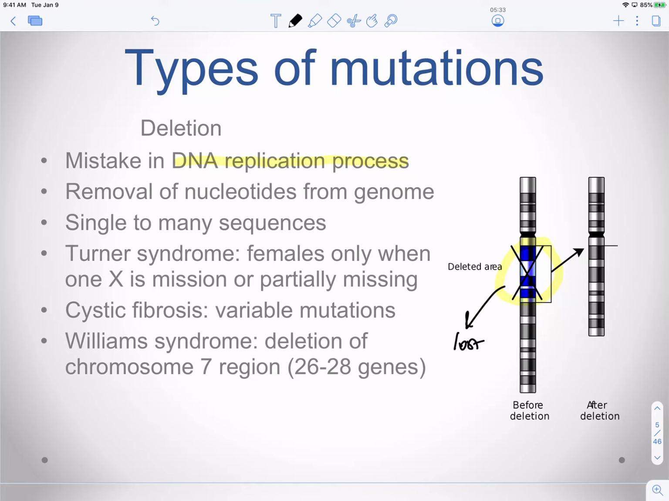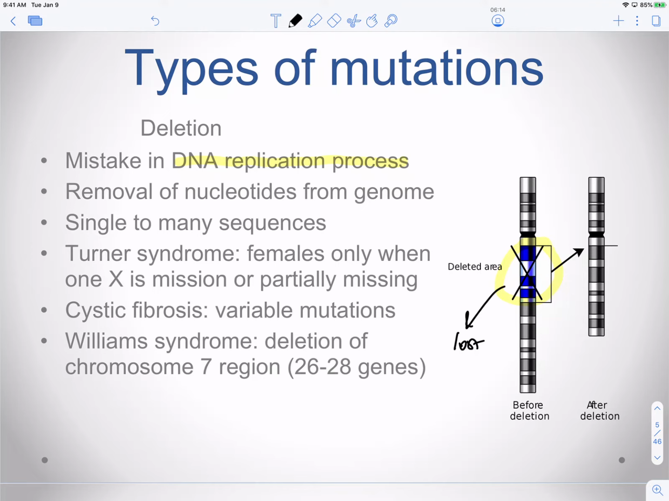And this lost region could be small. It can affect one gene or it can affect many genes. Some examples of this is Turner syndrome. In Turner syndrome, you have a full chromosome that is missing or partially missing, and that chromosome is the X chromosome. So this is only present in females. More likely, if it did occur in a male XY, it would be a non-viable offspring. But because you have 2 X chromosomes in females, this is a viable fetus, but it will have some effect on the fetus, and those are referred to as Turner syndrome.